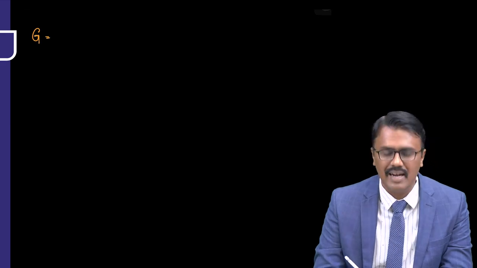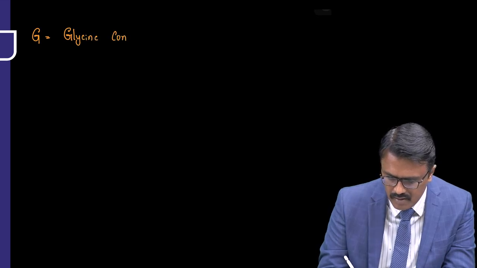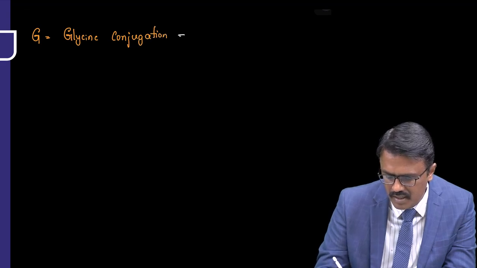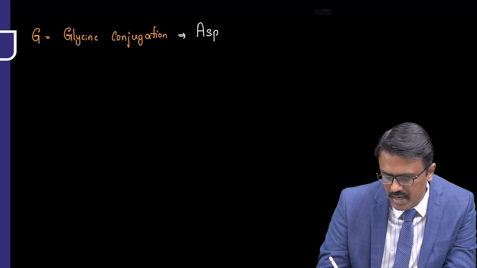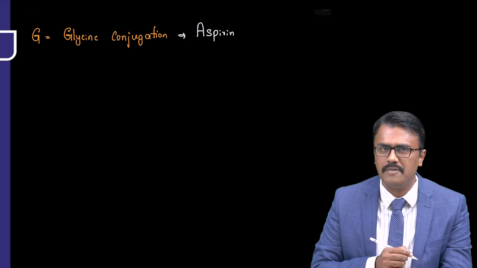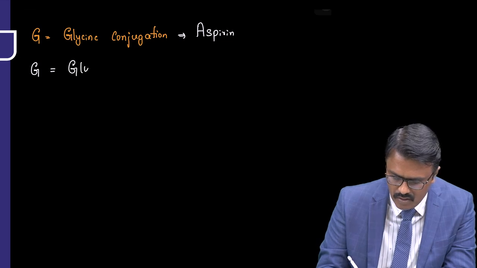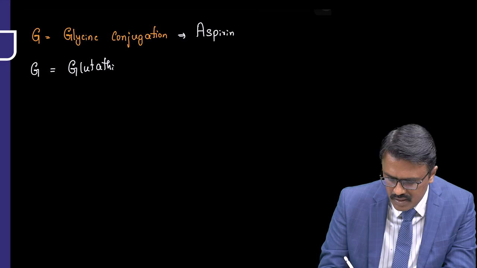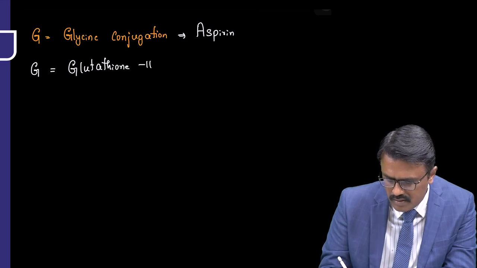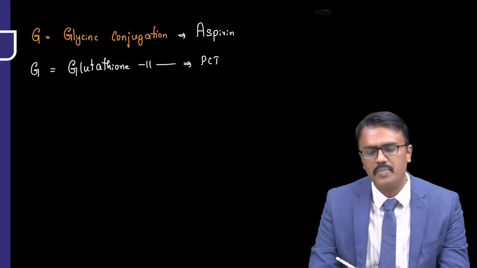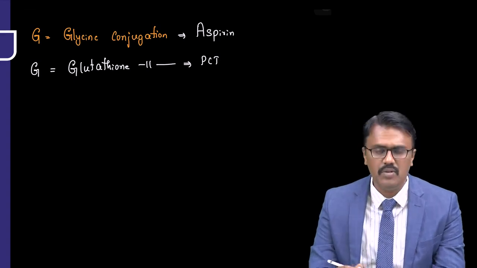What is the second G, sir? The second G is called glycine conjugation. Sir, which drug will undergo that? One example I will give you. The name of the drug is aspirin. One more G. So we have 3 Gs, right? So one more is called glutathione. So the glutathione conjugation, the classical example is the drug we are discussing, paracetamol. So paracetamol undergoes that. So we know the 3 Gs.